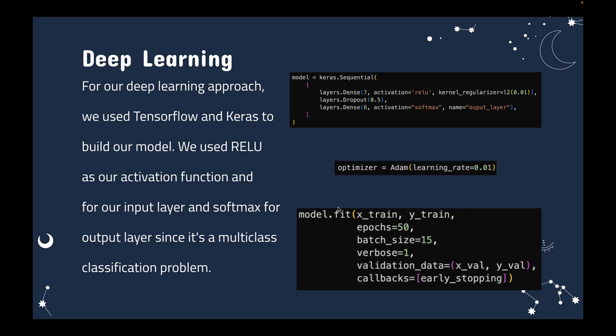And down here, this is where I actually train the model. So here I pass in the training data, and then I have 50 epochs. The batch size is 15, and here I'm sending in our validation data. And then I also had to implement early stopping to help with that overfitting issue.